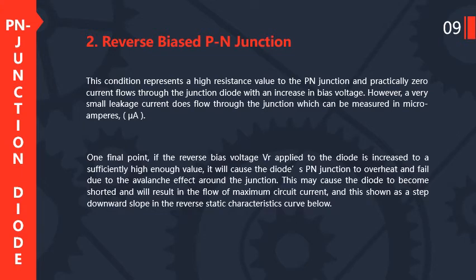One final point, if the reverse bias voltage VR applied to the diode is increased to a sufficiently high value, it will cause the diode's PN junction to overheat and fail due to the avalanche effect around the junction. This may cause the diode to become shorted and will result in the flow of the maximum circuit current, and this is shown as a step downward slope in the reverse static characteristics curve below.